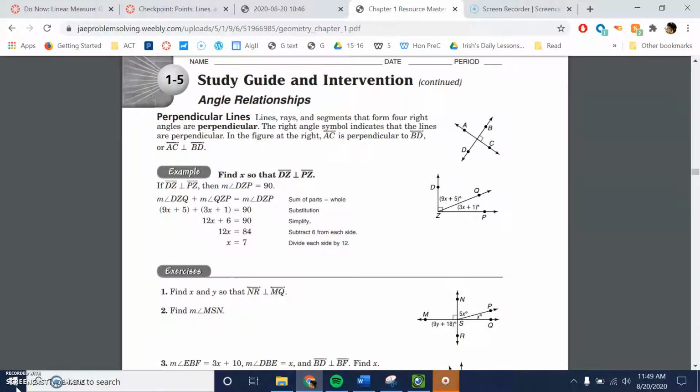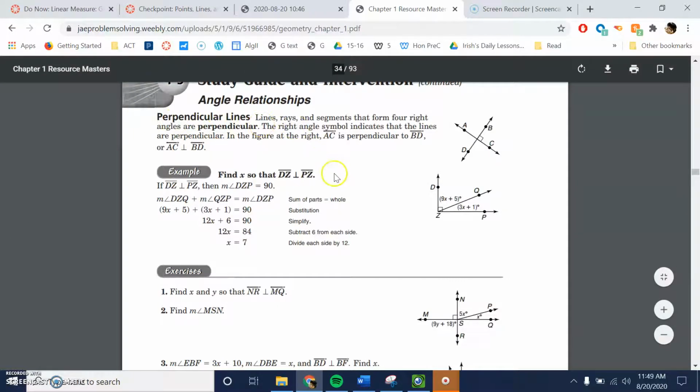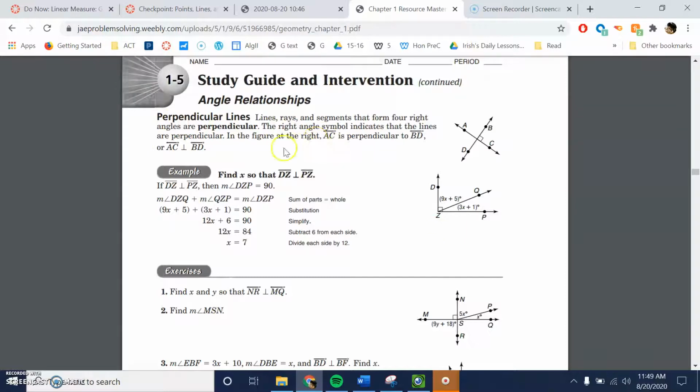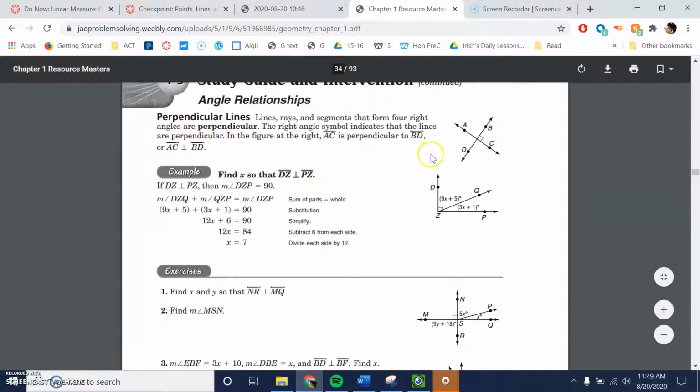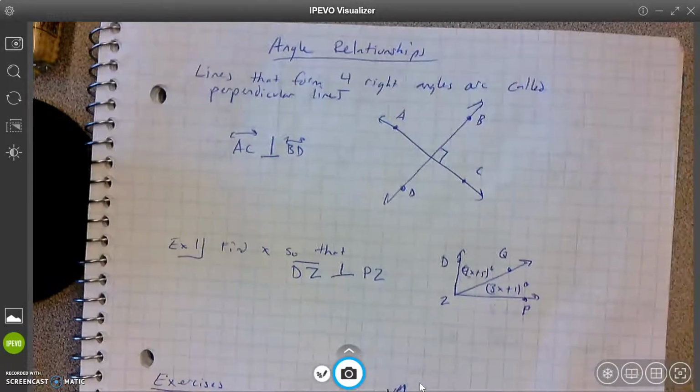We're still in angle relationships here. So, we are going to go over the perpendicular lines. This is more algebra. Generally part 2 is more about algebra. So, perpendicular lines. Let's go to our notes. Copy this down. And then bam, let's see what we got.